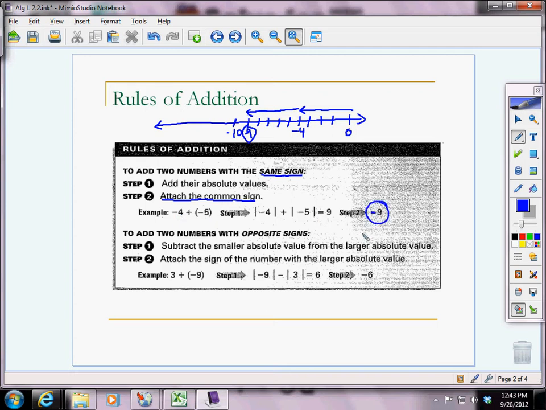Again, that's different from multiplying. With adding, think of it, if you're going on the left side of the number line to -4 and you add 5 more, you're still on the negative side of the number line.